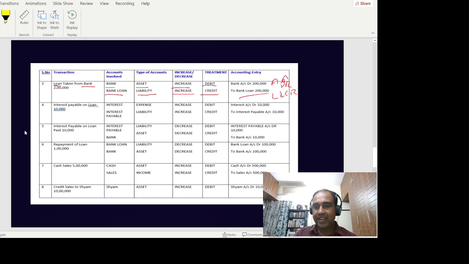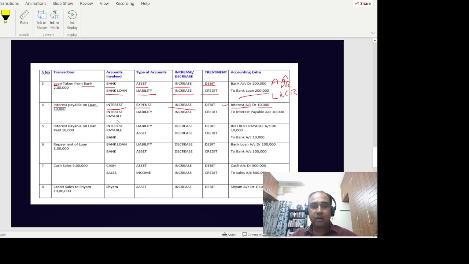Now, when I get a loan, I will have an interest also. When I take a loan, the interest will become an expense and expenses will increase. Whenever I have to pay interest, the expense will increase, and expense increase means what we have to do? We have to debit it. Interest account, we have to debit it. Clear?